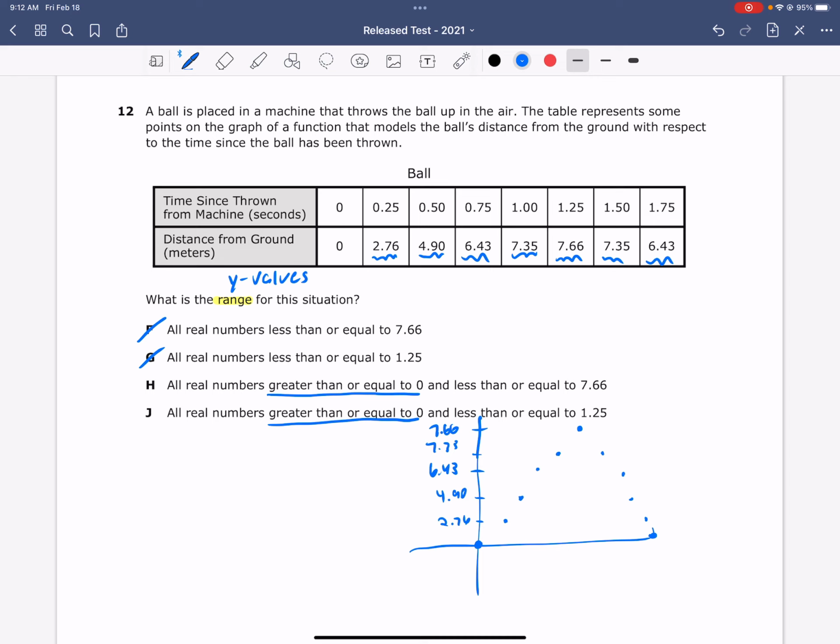Between H and J, the only difference is 7.66 and 1.25. Well, notice that 1.25 is the x and 7.66 is the y. And we were asked for the range, which is the y values. And so that means that J is also going to be incorrect. Therefore, my answer will be letter H.